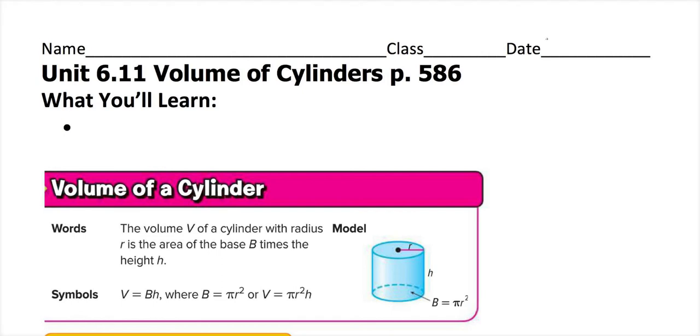Today we're going to look at Unit 6.11, volume of cylinders, which you can find on page 586. The notes are going to deviate just a little bit, because our book has you solving things that we don't technically have to know yet. So we pulled some material from another book, and if you're looking it up, you'll probably notice a little difference between the two.